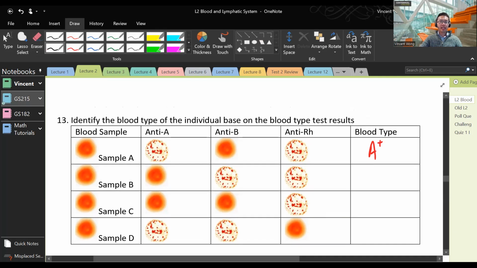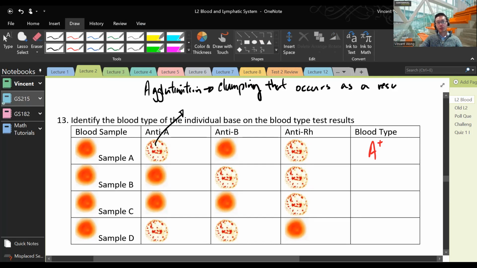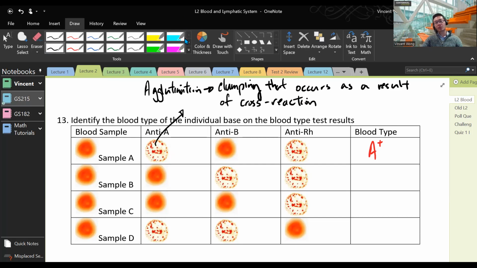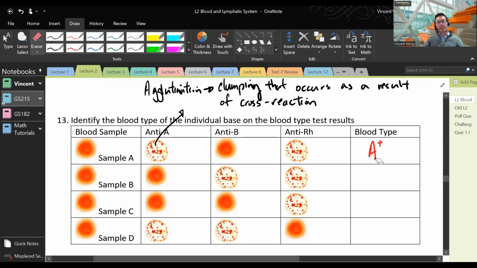Okay, so what you're seeing here in this well is what we call agglutination, right? Agglutination, which is a clumping that occurs as a result of cross reaction. A cross reaction is what takes place when the antibody of the recipient is reacting with the donor's RBC, right? So this one is A positive.